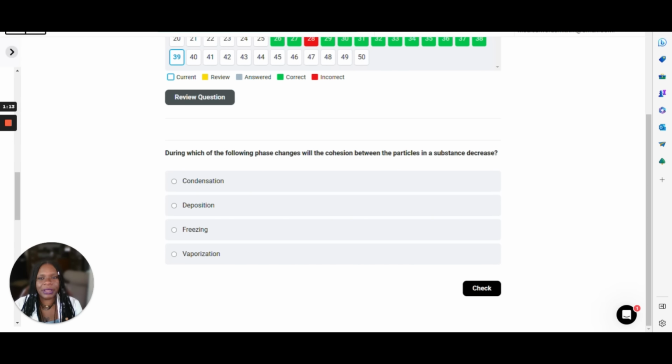Alrighty, for the next one, during which of the following phase changes will the cohesion between the particles in a substance decrease? When we say cohesion, we're talking about its stickiness factor, the ability of the molecules or atoms to stick together like this, right? Is it going to be condensation, deposition, freezing, or vaporization? Now, keep in mind, it's going to be the phase where the cohesion is going to be decreasing, going down. I'm guessing vaporization. Let's see if we're correct here.